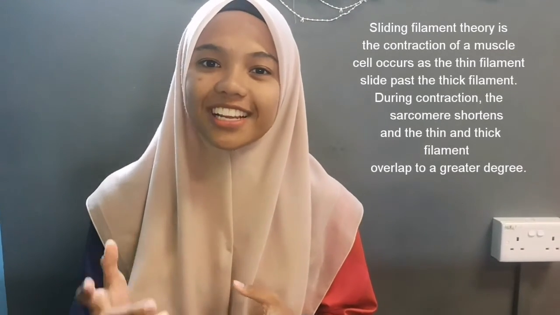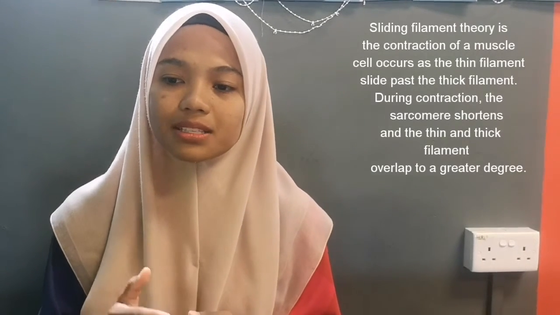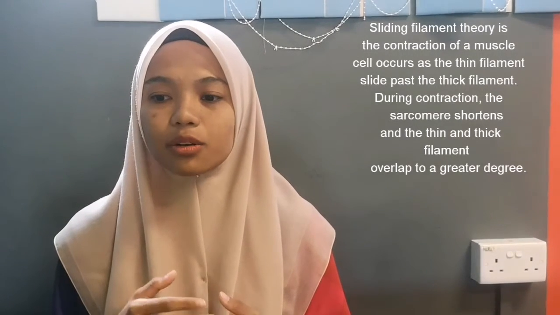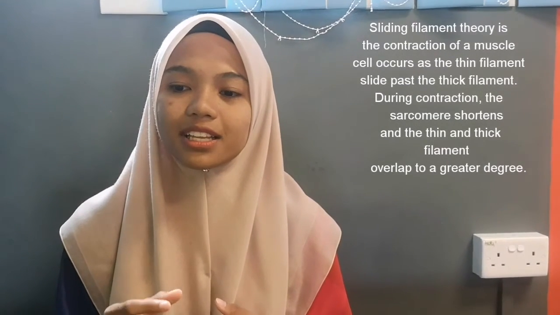Today we are going to learn about sliding filament theory. First of all, sliding filament theory is a contraction of muscle cell across the thin filament slide past the thick filament. During contraction, the sarcomere shortens and the thin and thick filaments overlap to a greater degree.